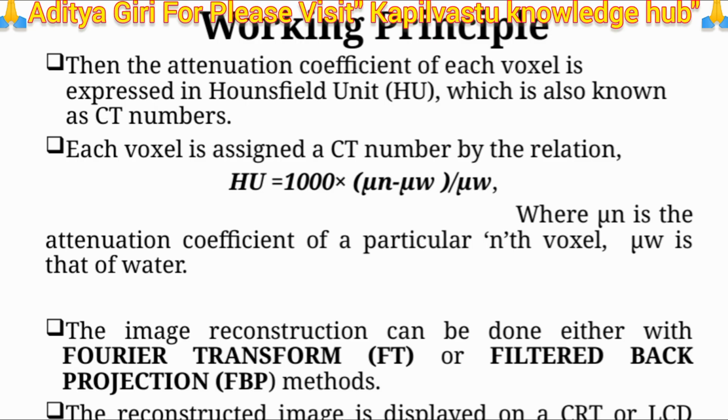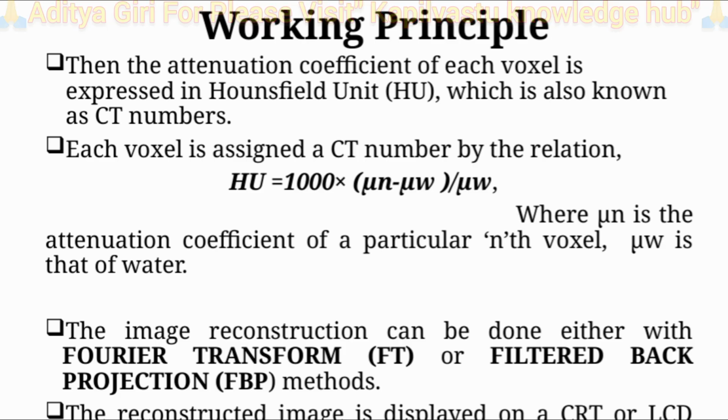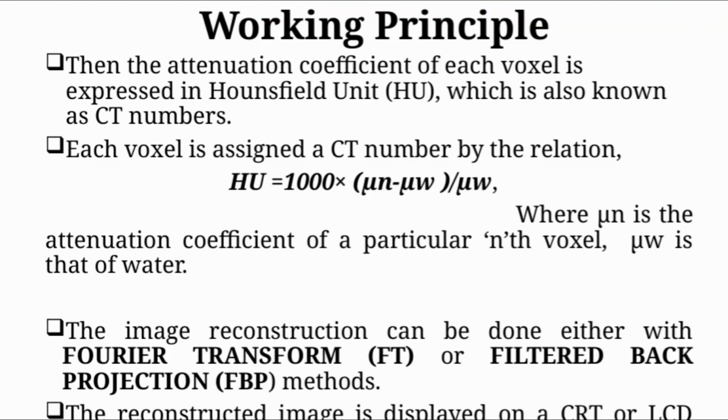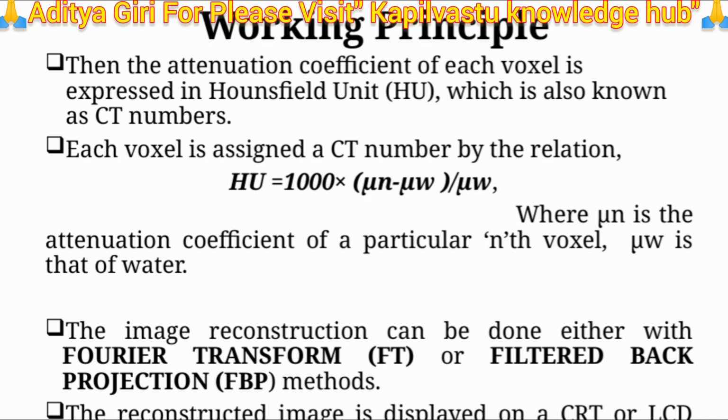Moving on, once we have these CT numbers, the image reconstruction process can be carried out using either Fourier transform, or FT, or filtered back projection, FBP. Both methods are crucial in creating the final image from the raw data. The reconstructed image is then displayed on a CRT or LCD monitor, and each shade of gray corresponds to specific CT numbers. This gradation of shades allows us to visualize different tissue densities very clearly.